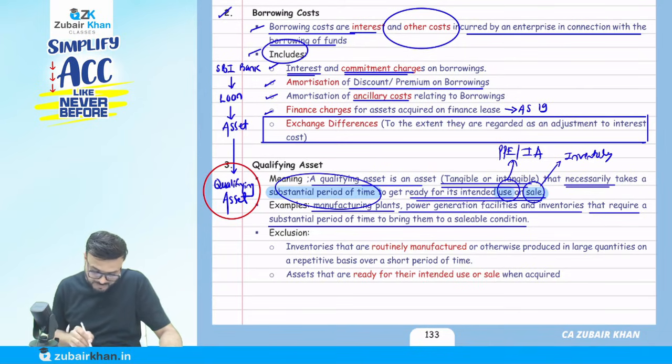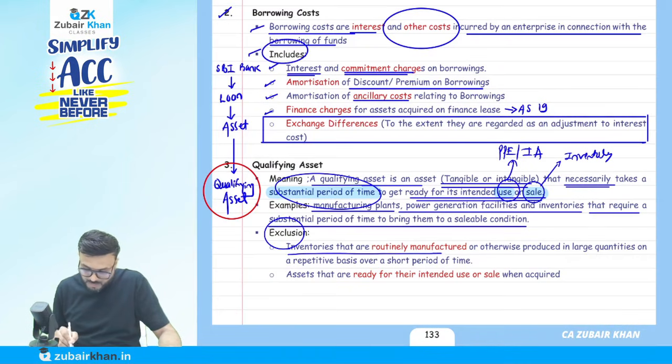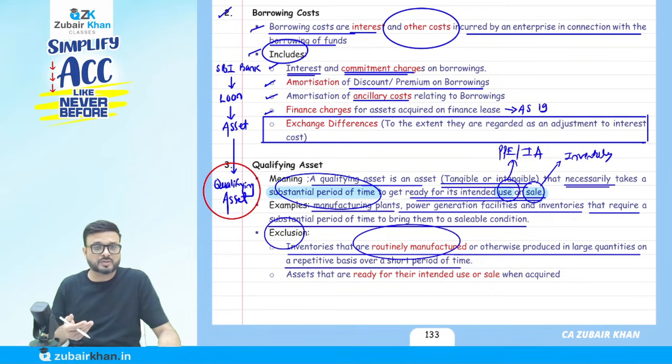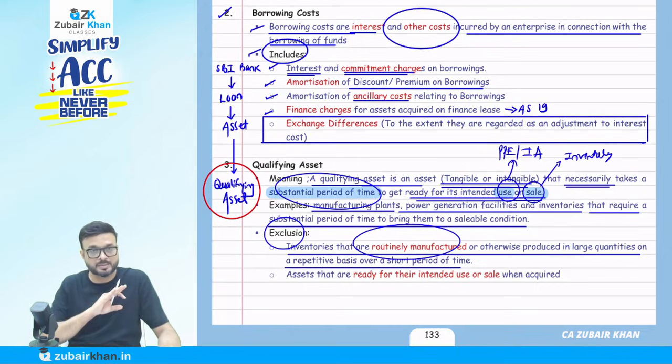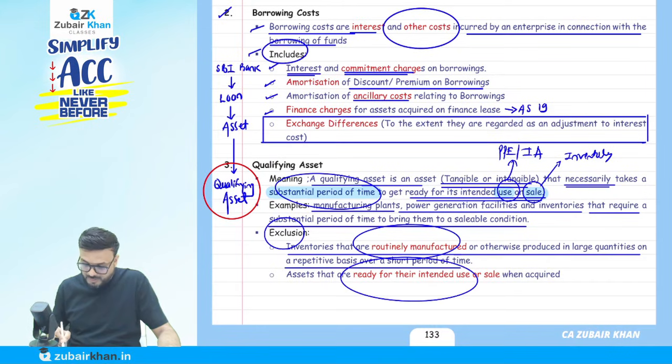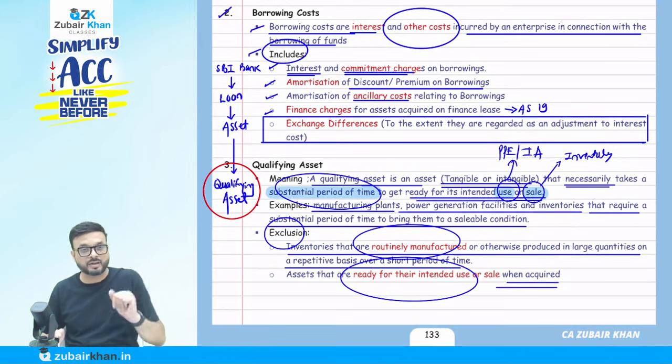Now they state the exclusions. Inventories that are routinely manufactured or otherwise produced in large quantities on a repetitive basis or over a short period. Routinely, regularly manufactured means that inventory is not taking a substantial period of time, so that is not a qualifying asset. Then, assets that are ready for their intended use or sale when acquired. You purchase furniture, it is already ready. You purchase machinery, which is already ready. That is not a qualifying asset.